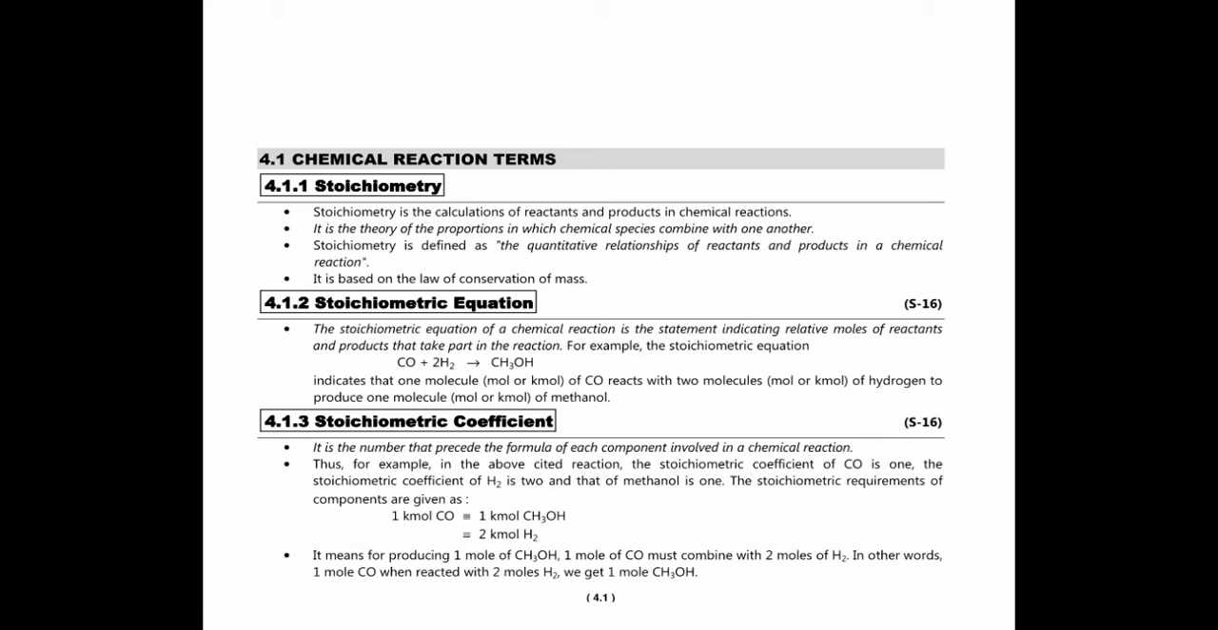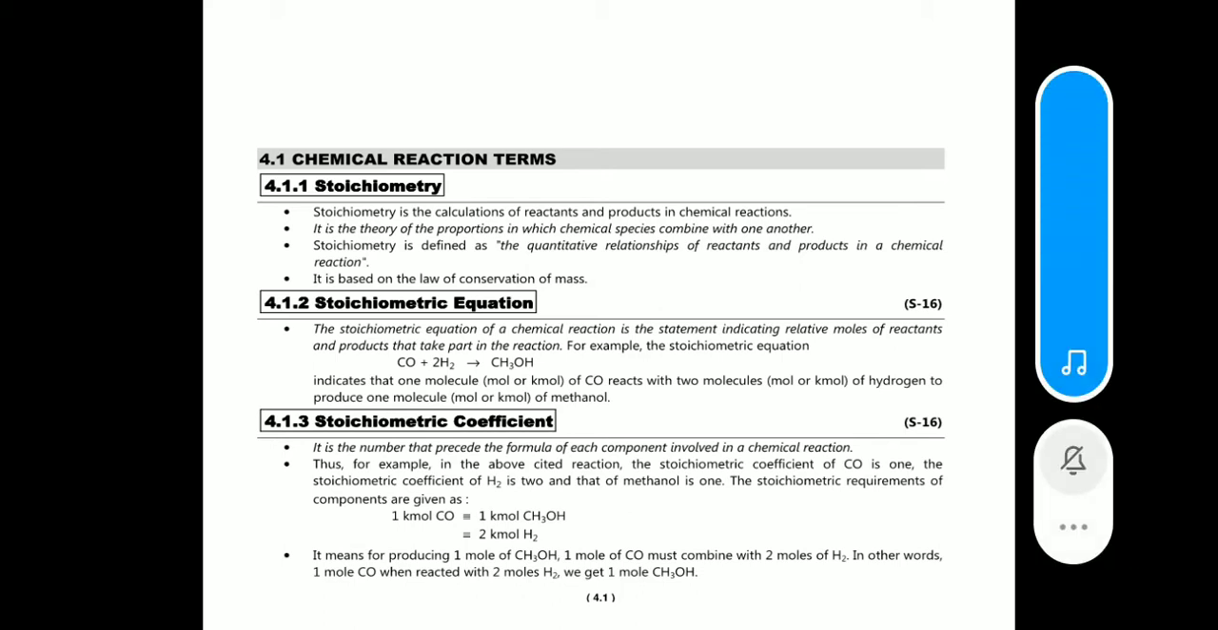What is stoichiometry? Stoichiometry is the calculation of reactants and products in chemical reactions, and it is the theory of proportions in which chemical species combine with each other. It is also defined as the quantitative relationship of reactants and products in a chemical reaction. It is based on the law of conservation of mass.